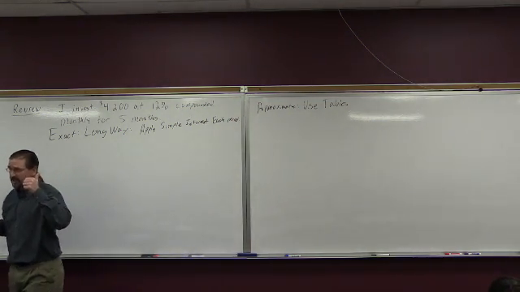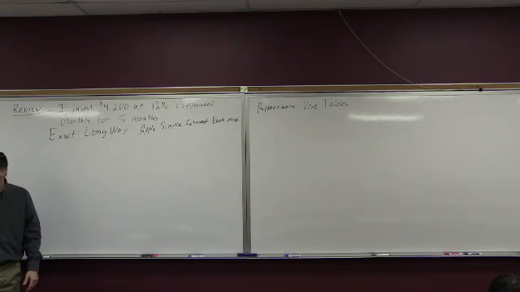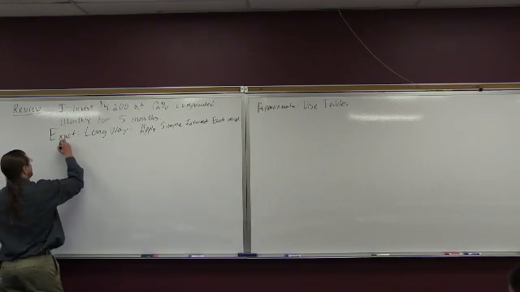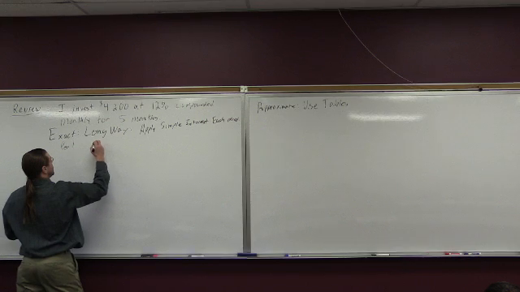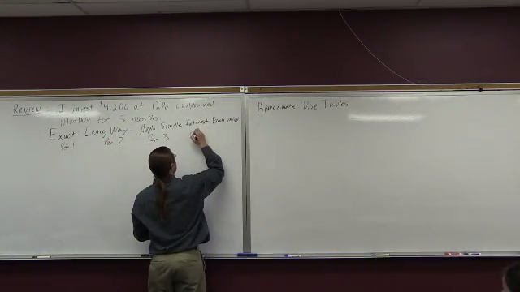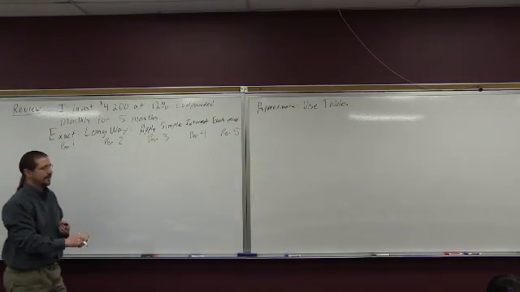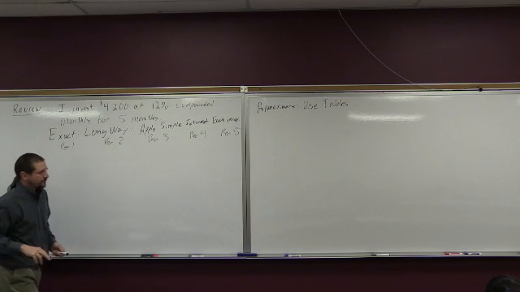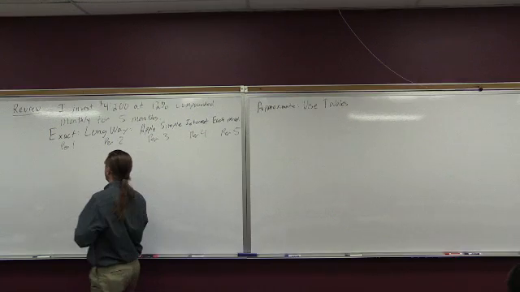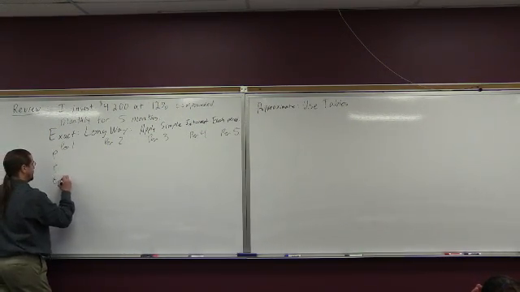How many periods are in this problem? 5. Why? 5 months, and we're compounding monthly, right? So, period 1, period 2, period 3, period 4, and period 5. Alright, so, remember that it's simple interest in each period, so all I need is P, R, and T.